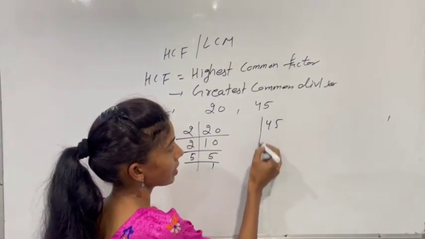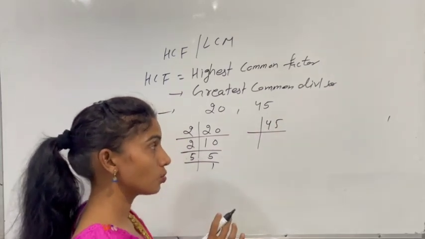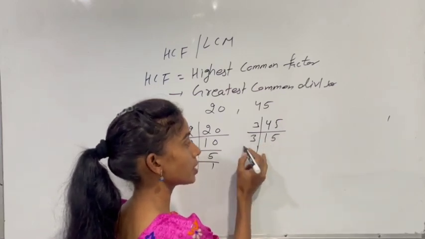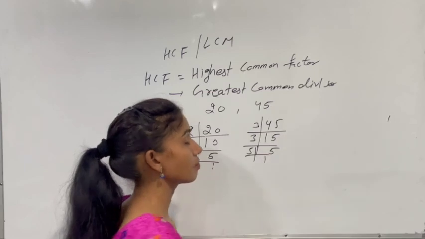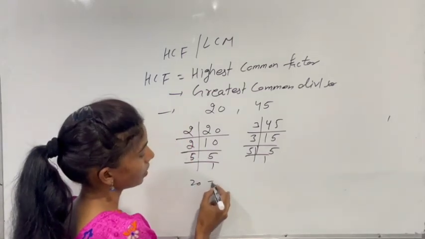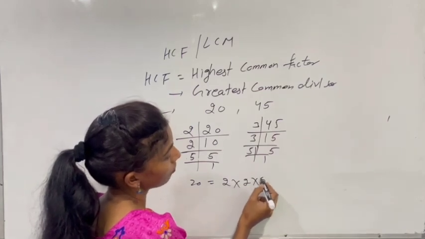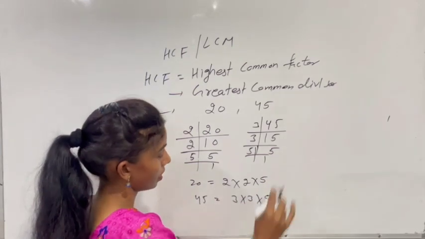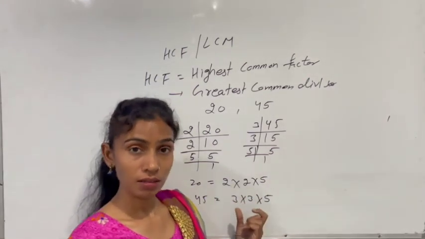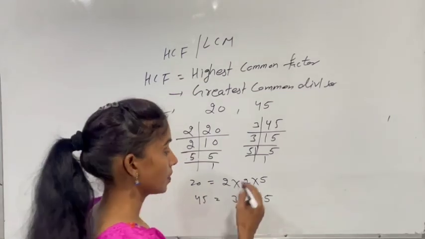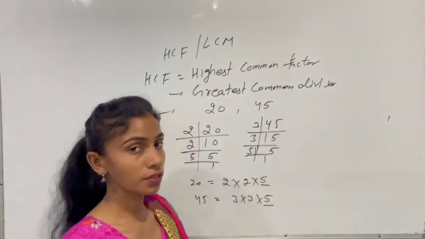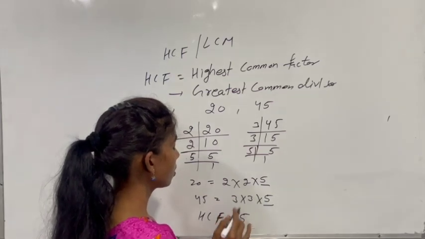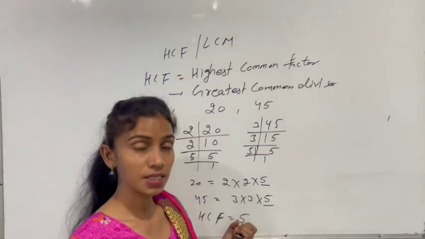In the same way we factorize 45. It's not divisible by 2, so we take 3. 3 ones are 3, 3 fives are 15. Again it's divisible by 3, 3 fives are 15 and 5 ones are 5. So the factors of 20 are 2, 2 and 5, and the factors of 45 are 3, 3 and 5. The number which is common in both the factors is our HCF. Here 5 is common in both, so our HCF is 5. We can also say the greatest common divisor is 5.